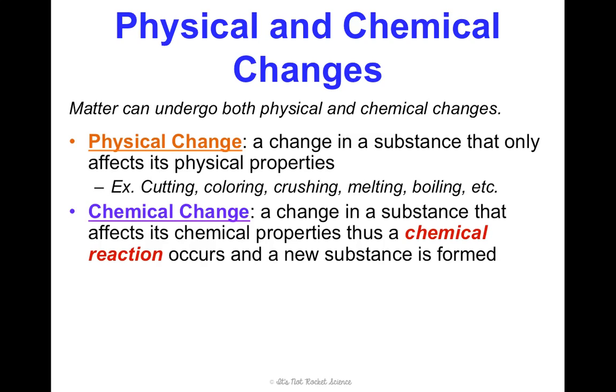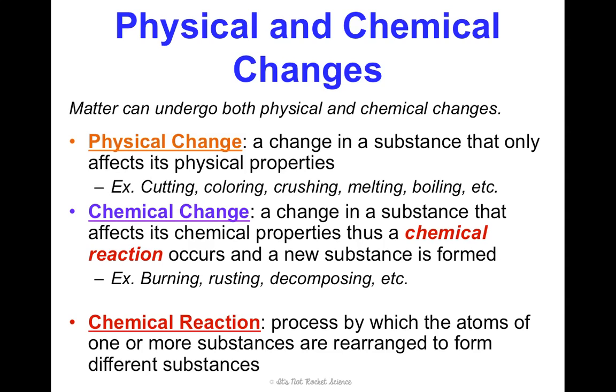Whereas a chemical change is a change in a substance that affects its chemical properties. A chemical reaction is actually occurring and making a new substance. So burning something, rusting, something decomposing or rotting, those are all chemical changes. And they're creating chemical reactions, which we're going to have a whole unit on to finish up our year. But a chemical reaction is a process by which the atoms of one or more substances get rearranged and they make something entirely new. So again, just a little tidbit because we're going to get into this more.